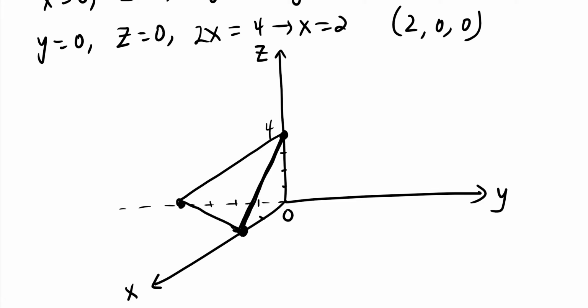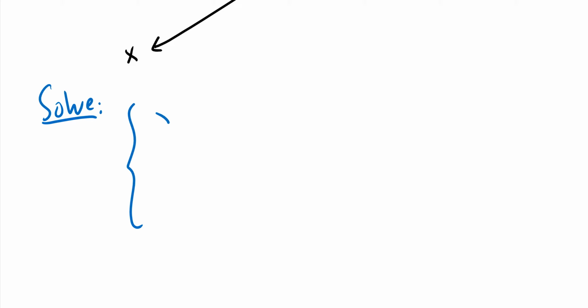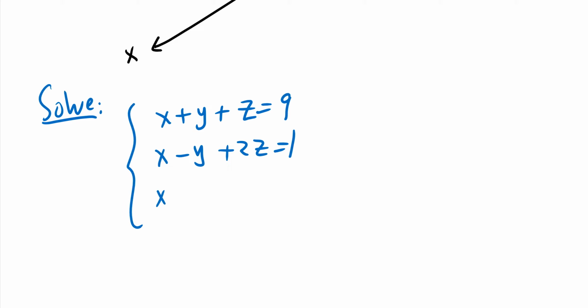Why are we graphing these? Let me show you why. Our main goal is to learn how to solve a system of equations in 3 variables. Something like this: x plus y plus z equals 9, x minus y plus 2z equals 1, x plus y minus z equals 5. So what are we actually trying to do here?